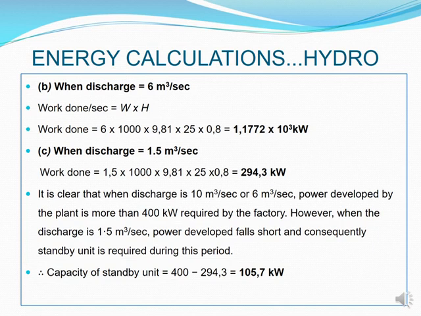Now, what we want to see here is that when we do the 10 cubic meters per second and the 6 cubic meters per second, you can see that we will get more than 400 kilowatts, which is what we require for us to run our factory.